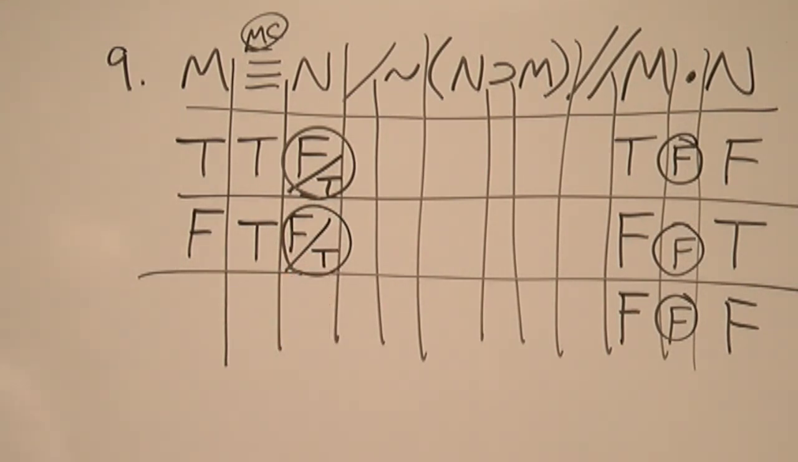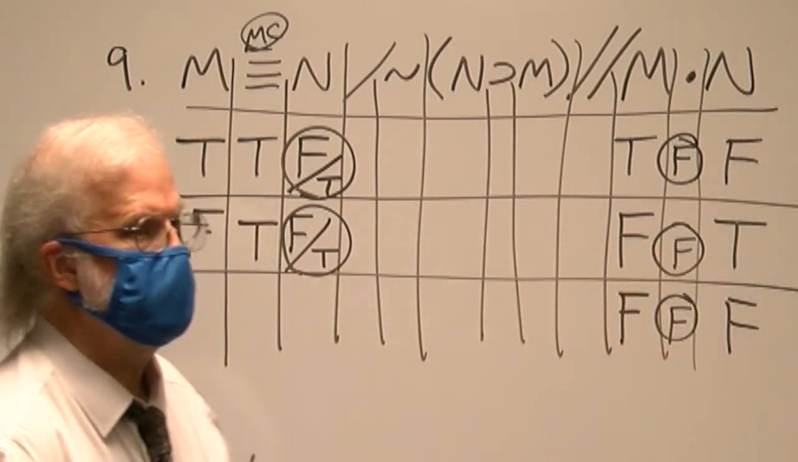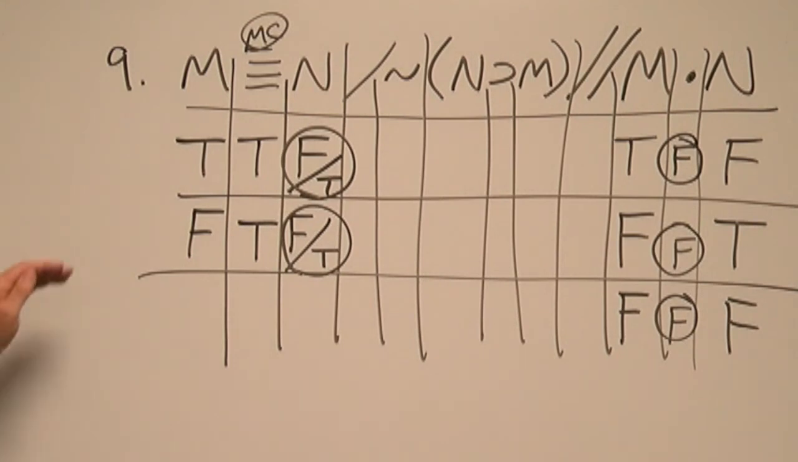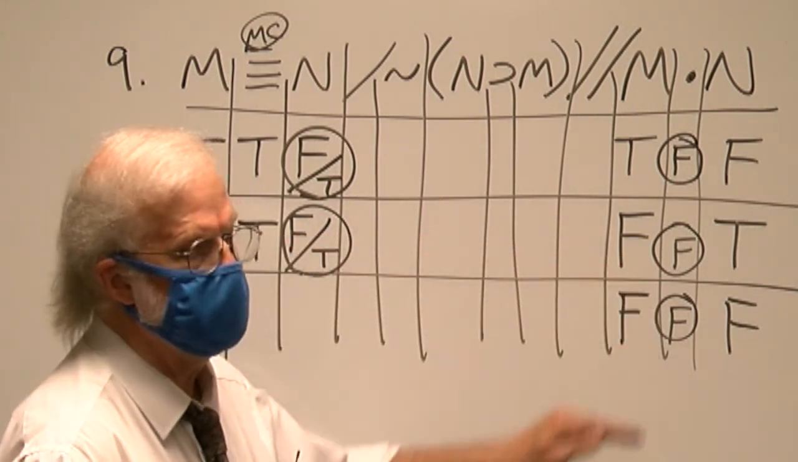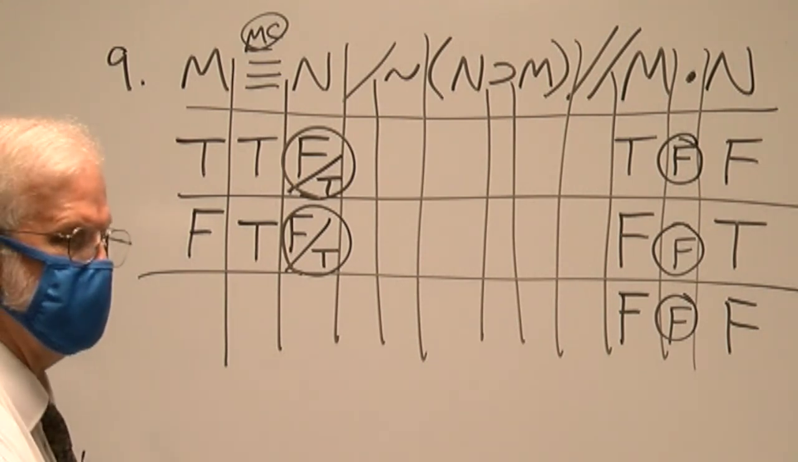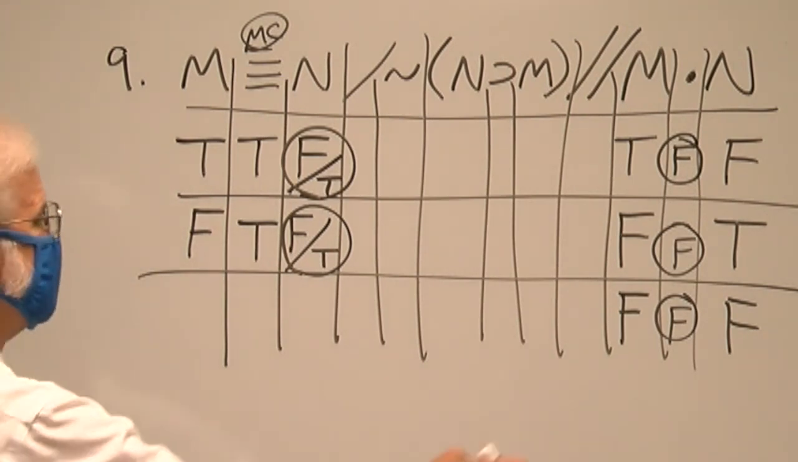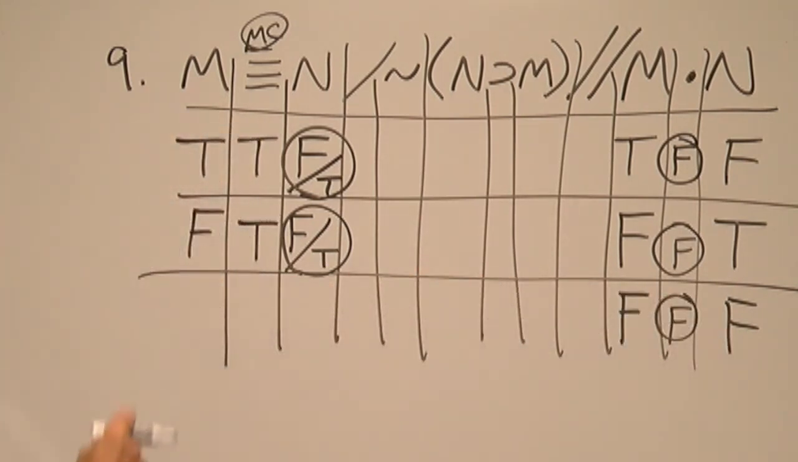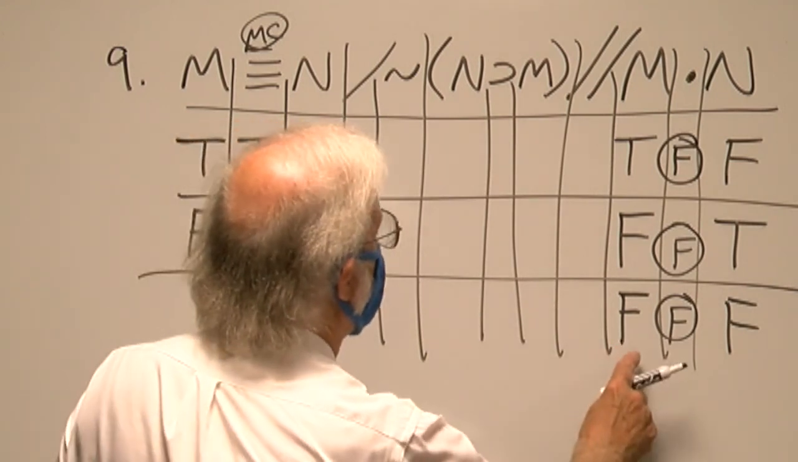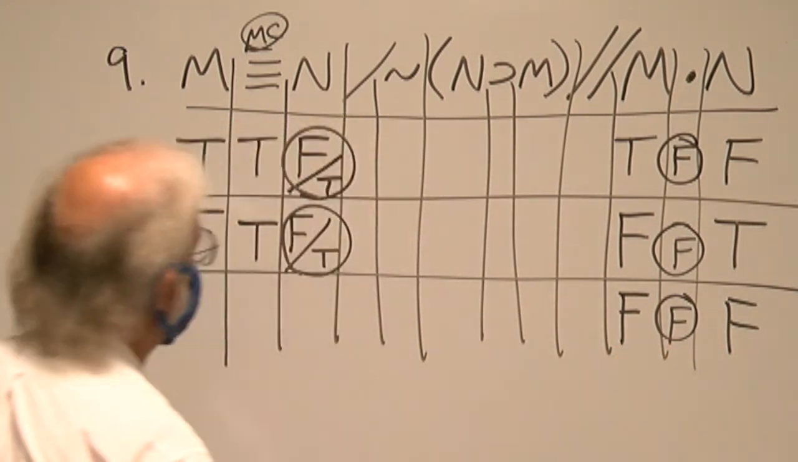Contradiction. What that means is on this row, I cannot consistently assign truth values, making all the premises true and the conclusion false. I cannot use that row to prove it's invalid. But I can't stop and say, well, it's valid because maybe this row will invalidate it. Let's keep going. On this row, m and n are both false.